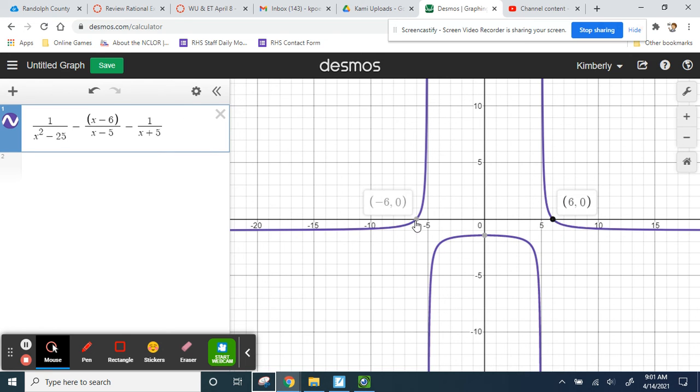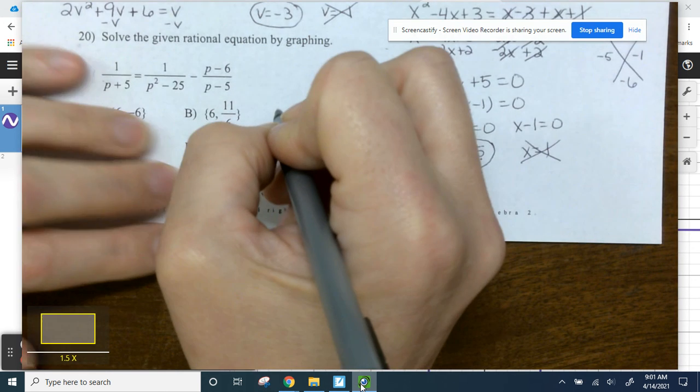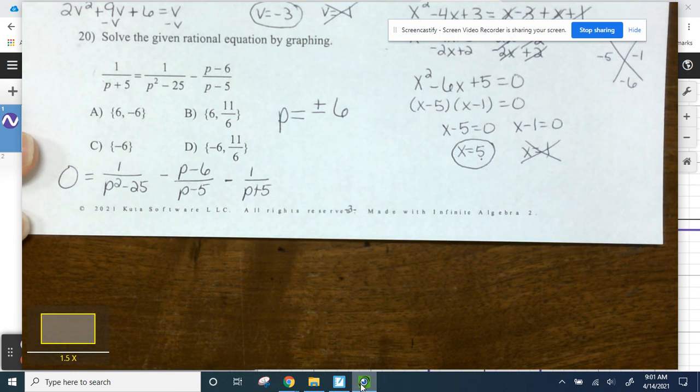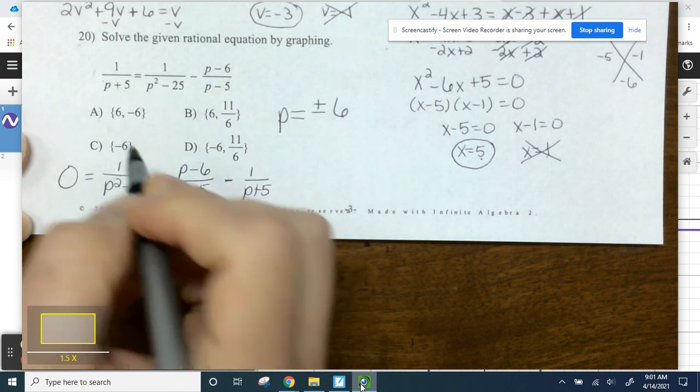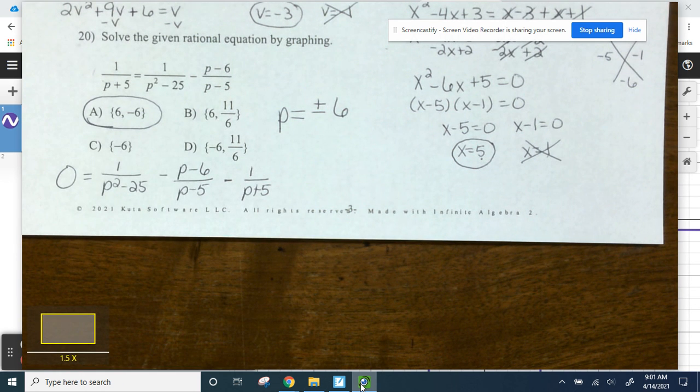Okay, we look for our gray dots on the x-axis. They are here and here. So we get two answers, x equals negative 6 and x equals positive 6. So if we go back here, it's that p equals positive or negative 6. So you can see here that our answer is choice A. Choice A is our answer.